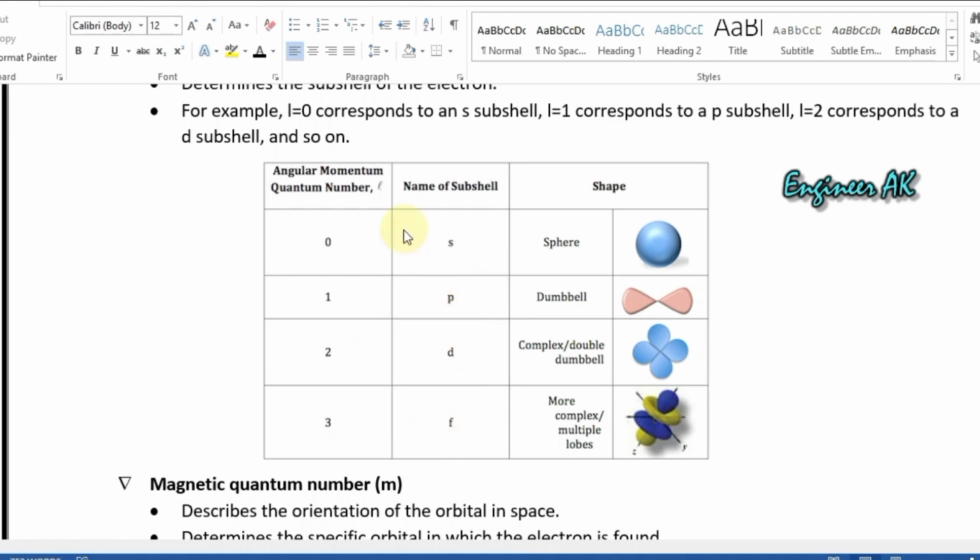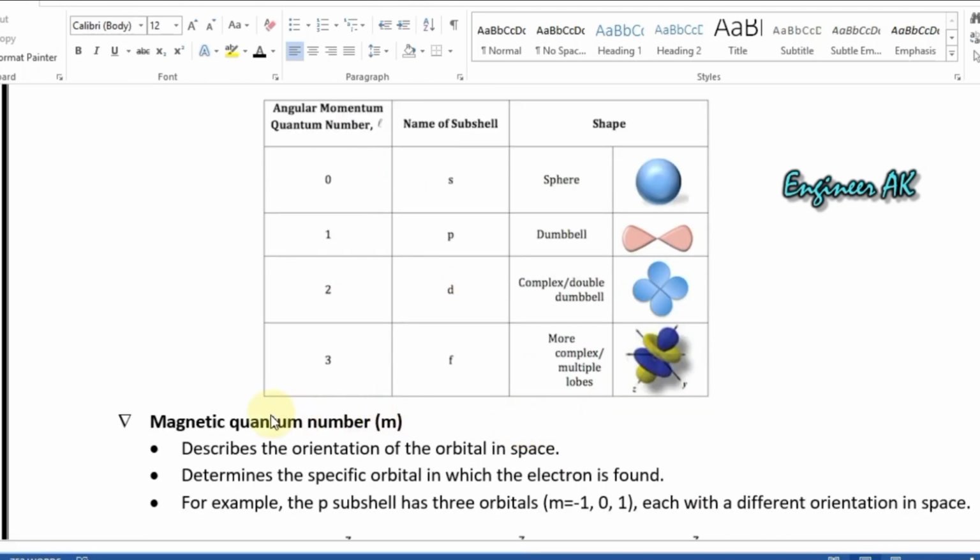If it's the s subshell, it will have a spherical shape. If it's p, then dumbbell shape. If it's d, then double dumbbell or complex. And if it's f, we get a complex geometry.